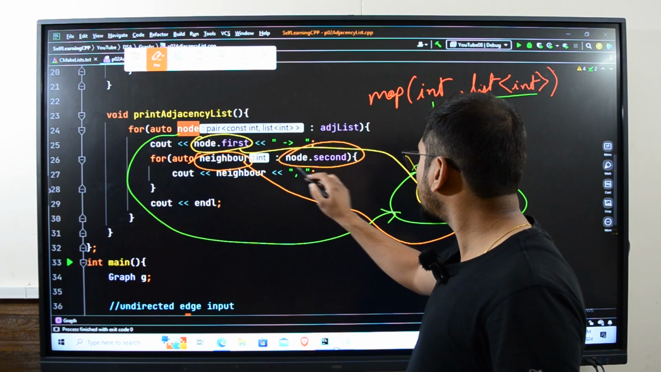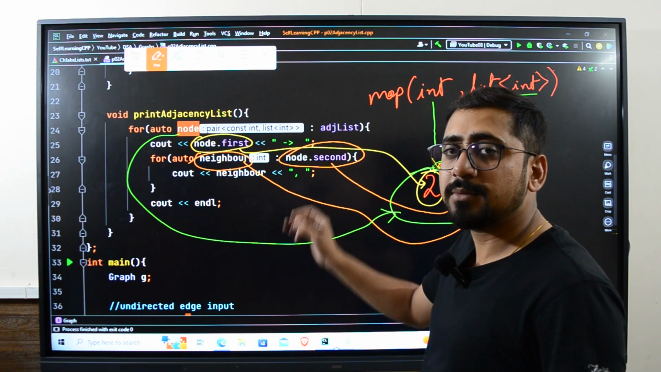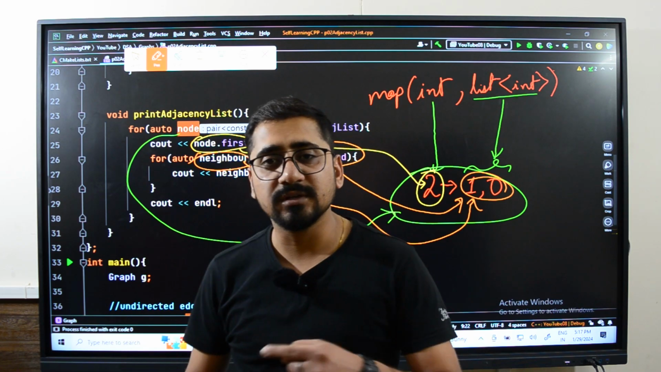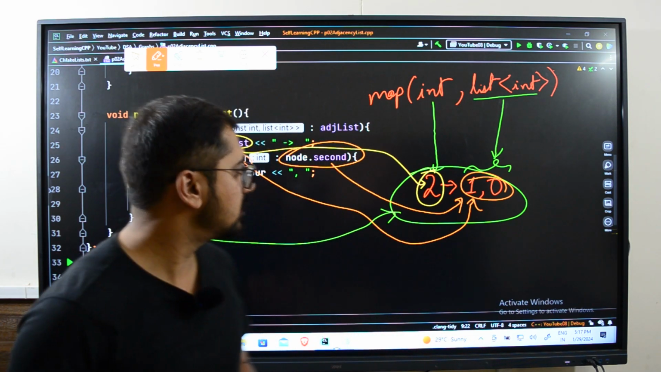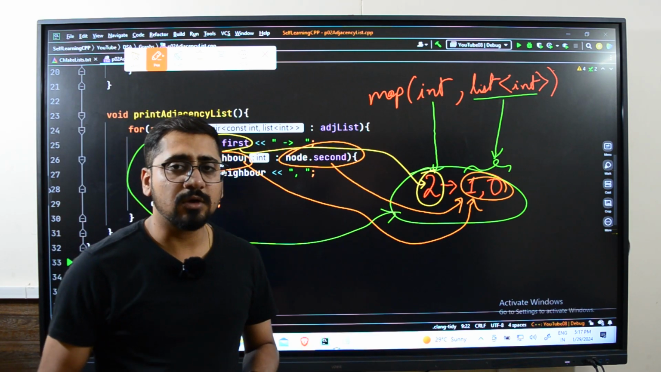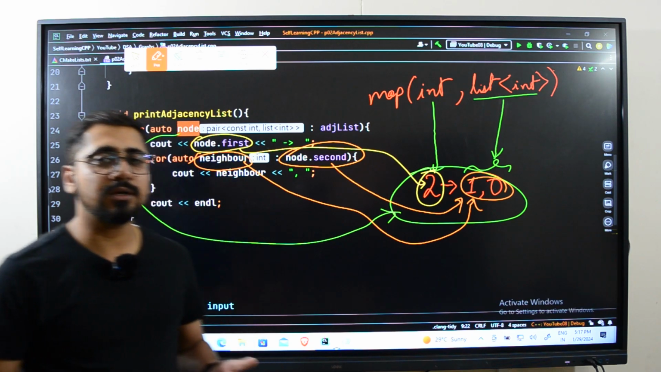Node.second is the entire list here, and neighbor means that at the first iteration it is 1, and at the second iteration it becomes 0. Okay, so this is how we are going to do the implementation of an undirected unweighted graph using an adjacency list.